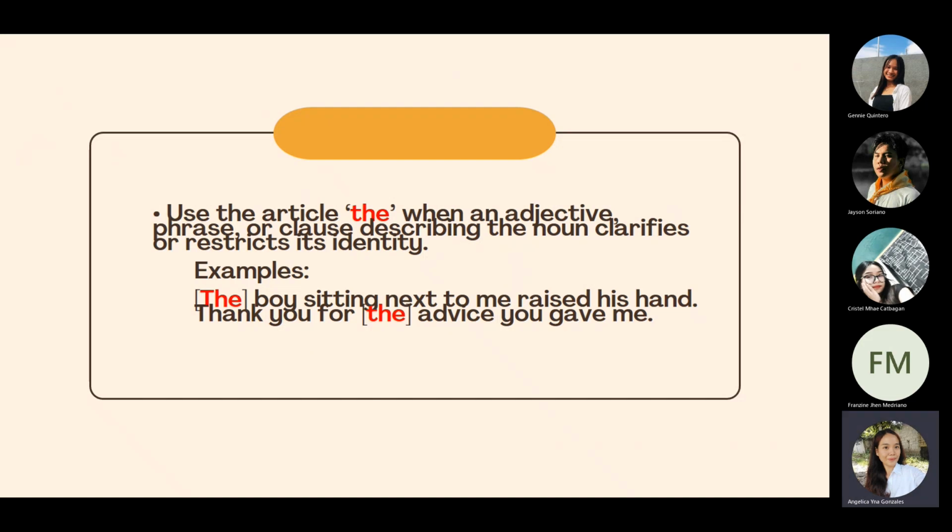Who gave the advice? Right? It restricts the identity. Next one.